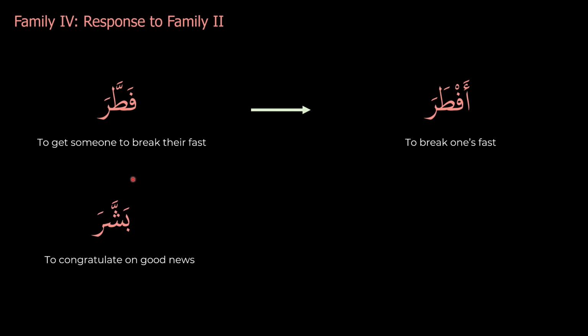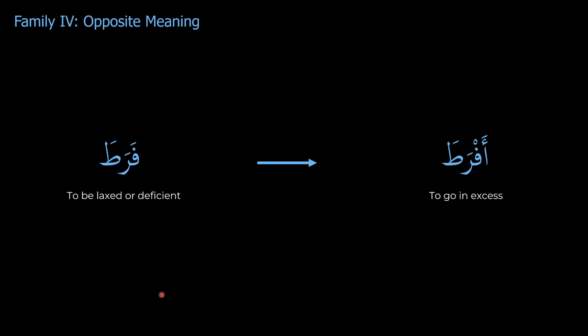And then another example can be bashara, which means to congratulate on good news. And then abshara is to rejoice over the good news. And again, it's a response to the meaning that has to do with family number 2. And then we have the meaning of opposites. So, for example, we have farata, which means to be laxed or deficient, right? But then, if you put it into family number 4, it becomes afrata, which means to go in excess. So it's the opposite of being deficient. So here you have too much, here you have too little, right? So family number 4 can also have an opposing meaning.